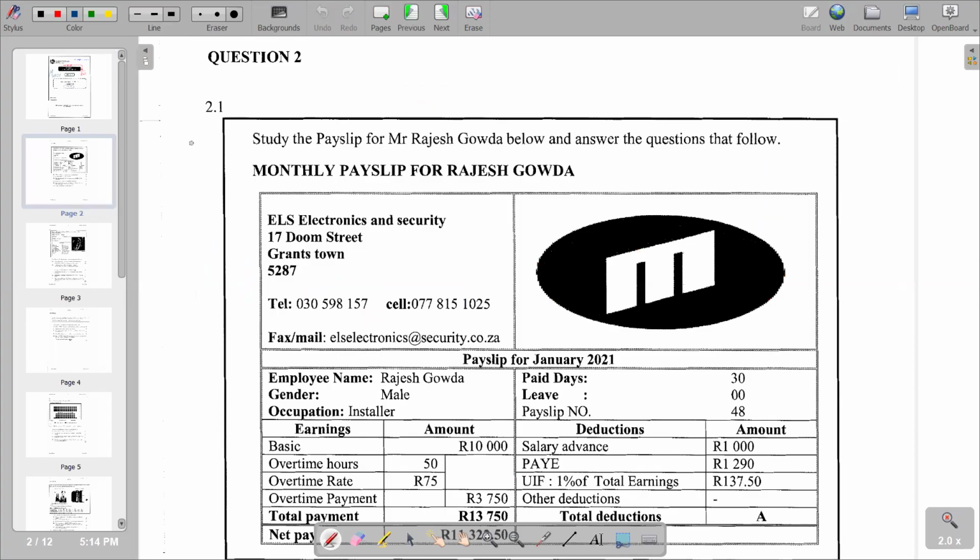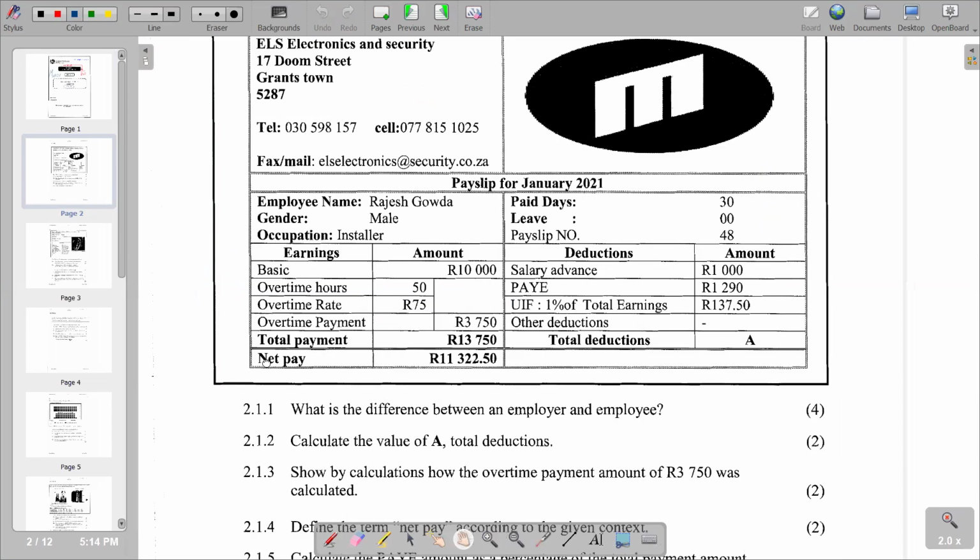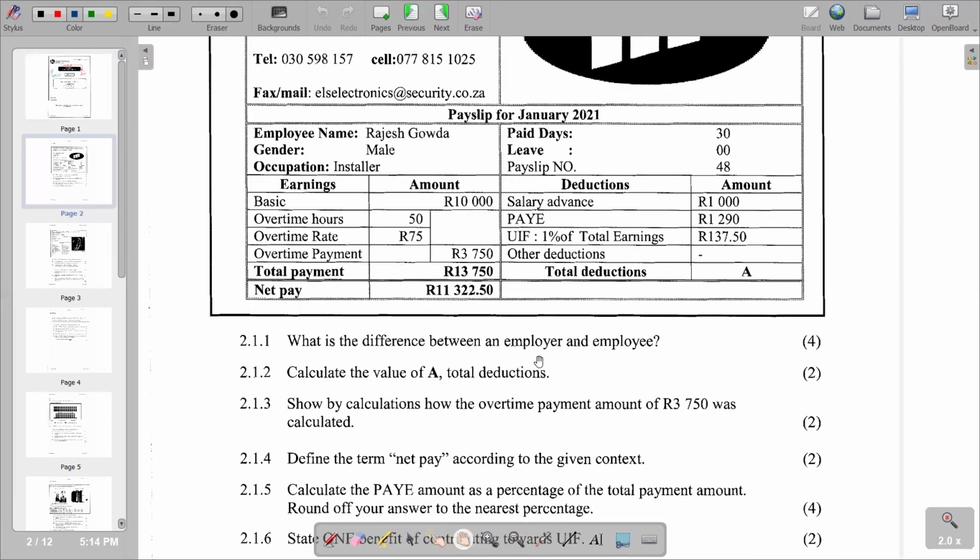Question 2.1 reads, study the payslip for Ms. Rajesh Godwa below and answer the questions that follow. We're given a monthly payslip for Rajesh Godwa, which you just need to go through before you answer your question. 2.1.1, what is the difference between an employer and an employee?